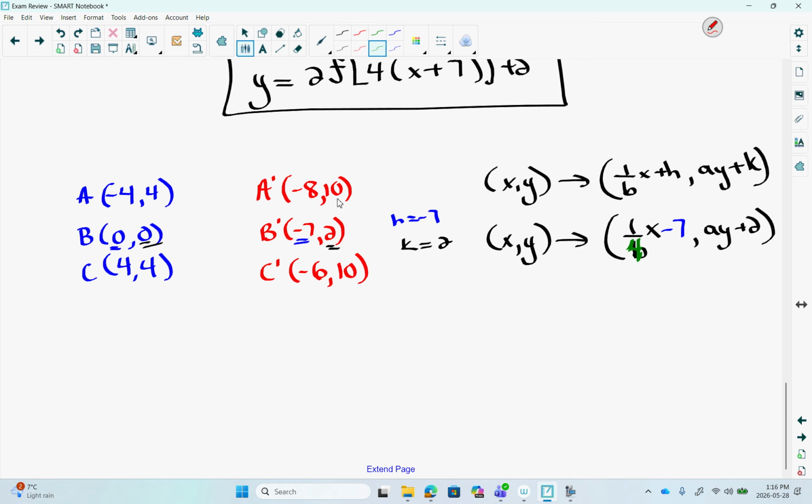Do the same thing for this. What would be the opposite of adding 2? Subtract 2. What's 10 minus 2? 8. What would I have to do to the 4 to get an 8? Think multiplication. 4 times what is 8?